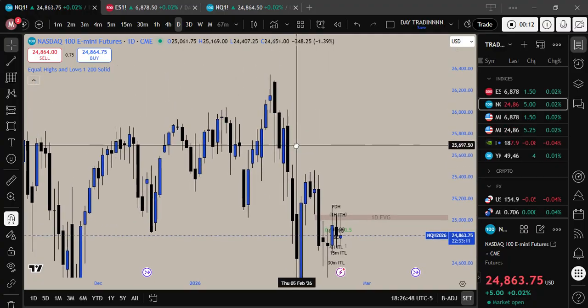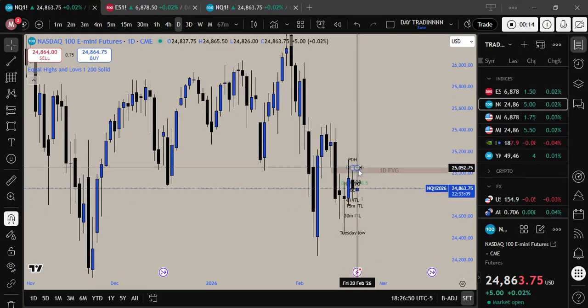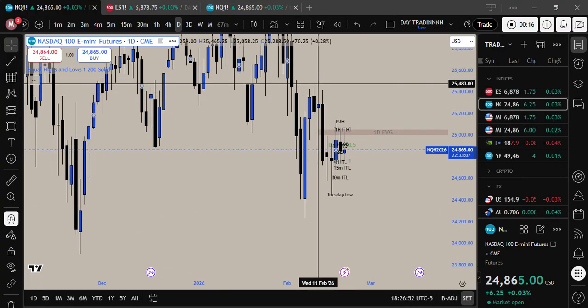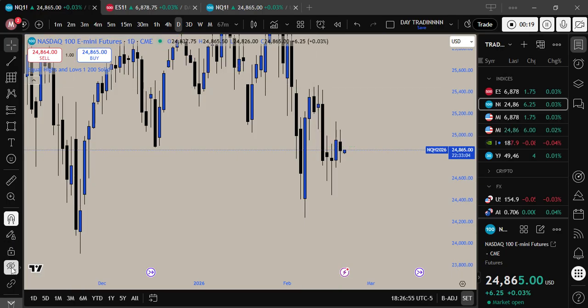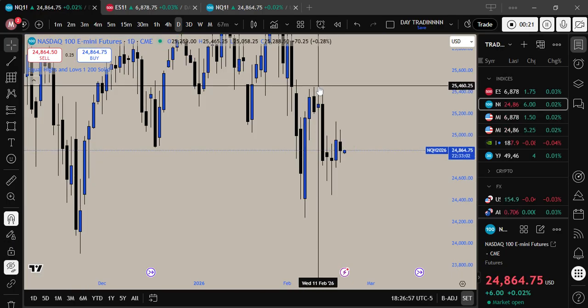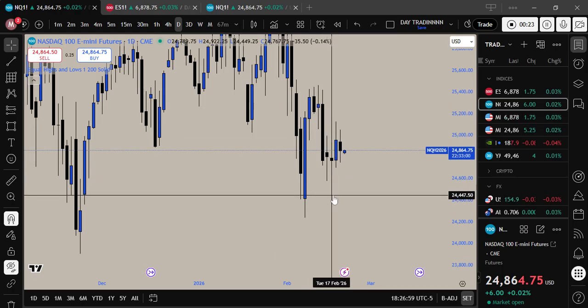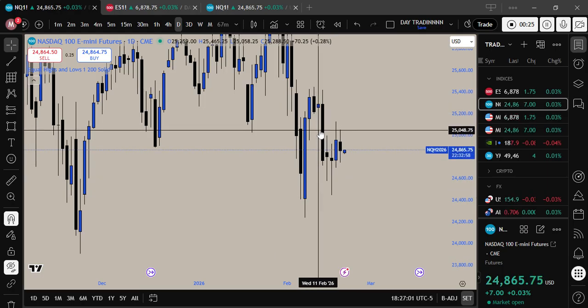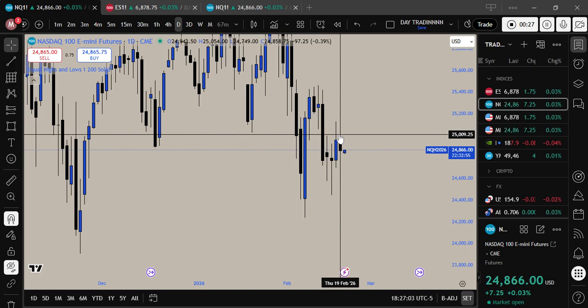Why? Because we're just trending down overall in the market, and right now we are in the equilibrium of this range from this swing high down to this swing low, and we have this fair value gap aligned, and we are currently respecting it.